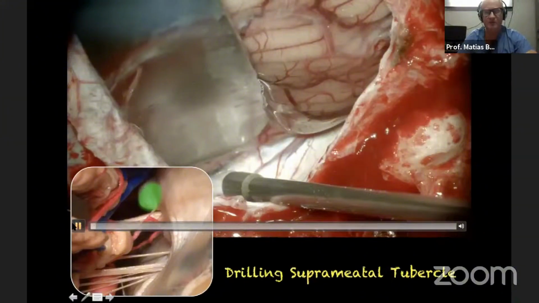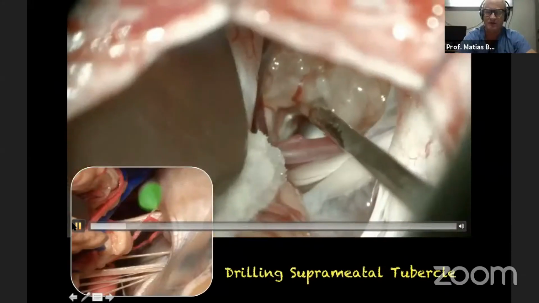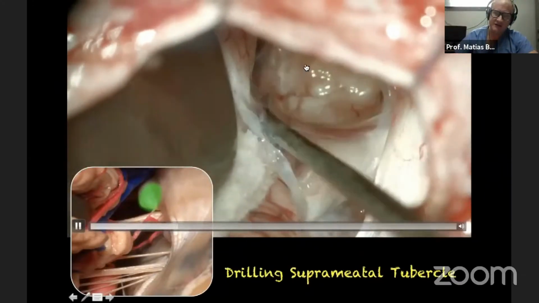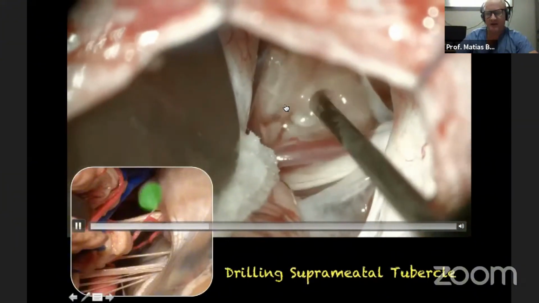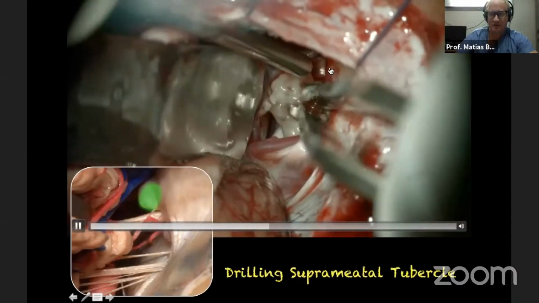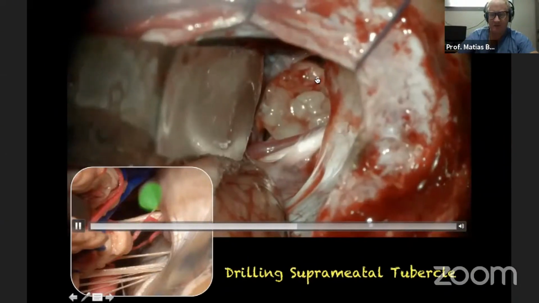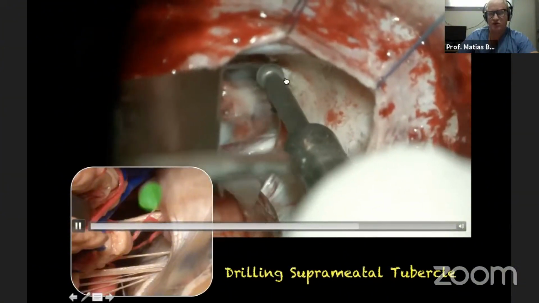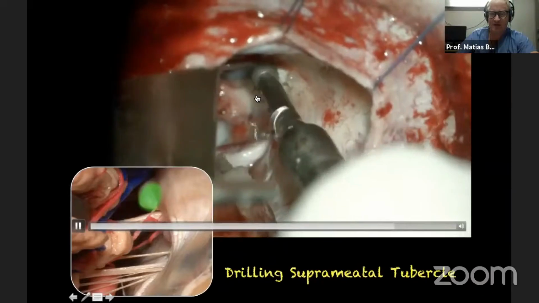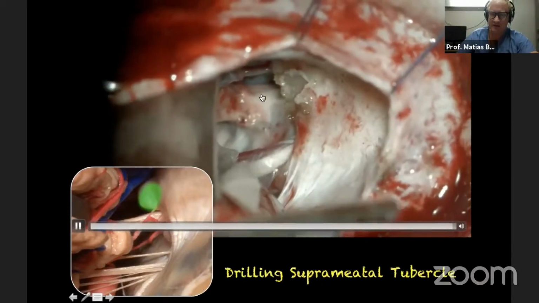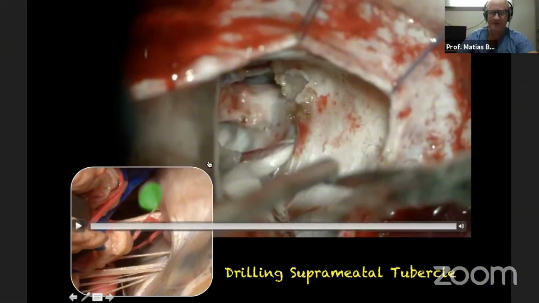In this video, we perform a right retrosigmoid approach, and we can observe in the first step of the surgery the tumor, but the more anterior part of the tumor was not possible to see, and we need to remove the suprameatal tubercle in order to gain access to the anterior part of the tumor, and we can observe here the trigeminal nerve completely free of the schwannoma.